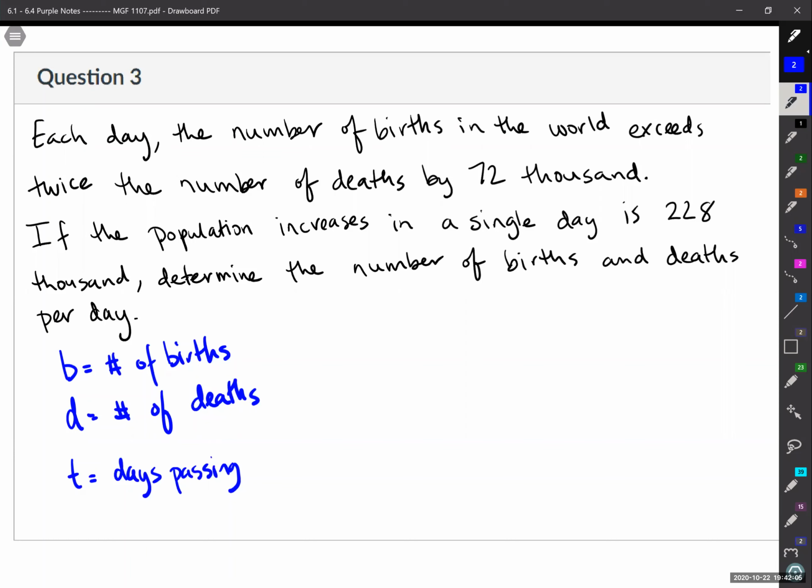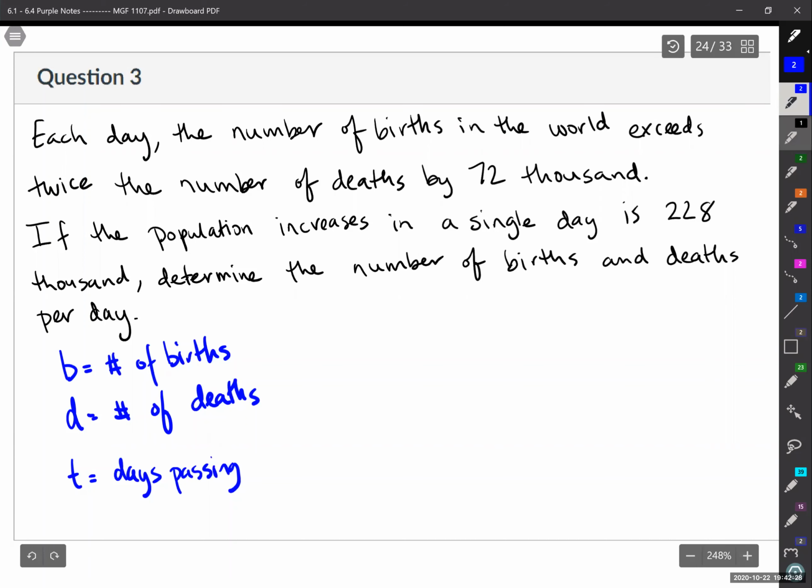If the population increase in a single day is 228,000, determine the number of births and deaths. Now, for a population increase, that would be net increase, right? All the deaths versus all the births. Does that make sense? So births minus deaths is population increase.